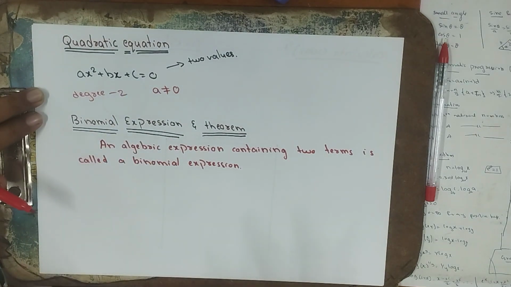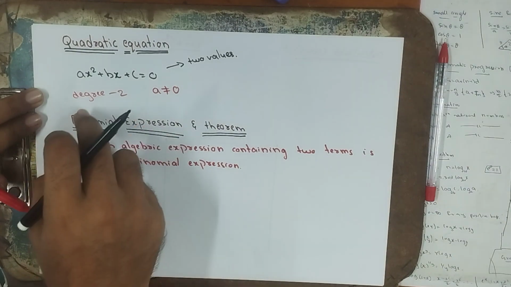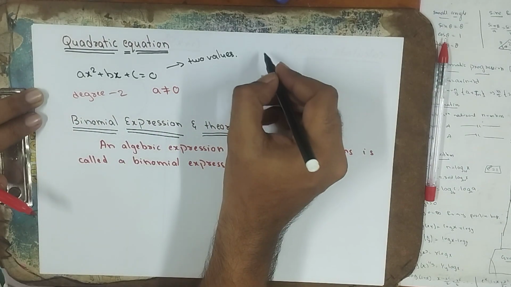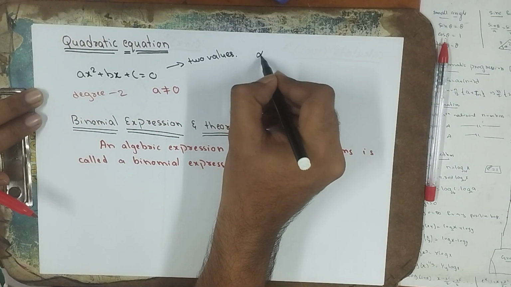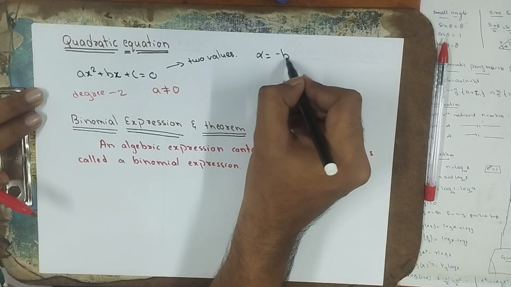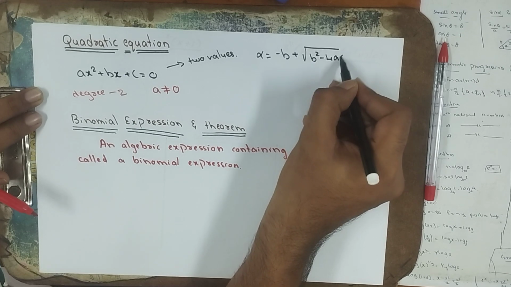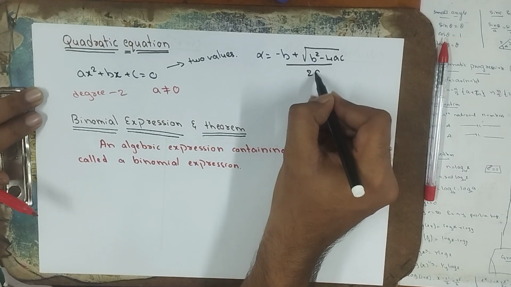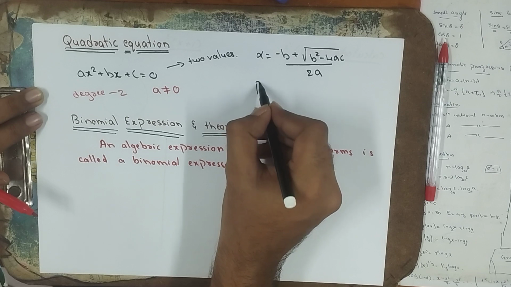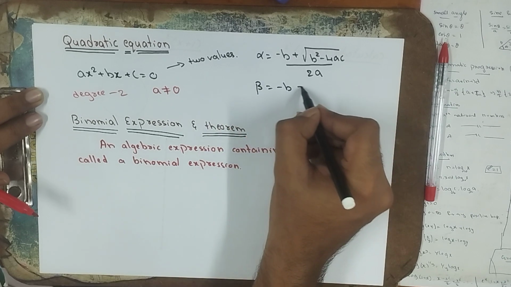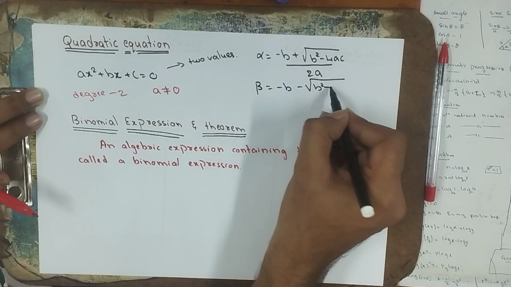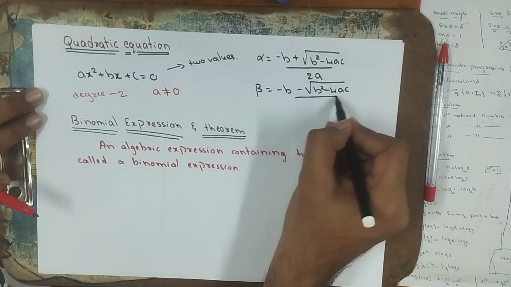This we use in projectile motion and gravity, motion under gravity. There we use it. So now listen here carefully. In this we get two values. One value, let us say alpha, is equal to minus b plus square root of b square minus 4ac, divided by 2a. And the other value becomes minus b minus square root of b square minus 4ac, divided by 2a.